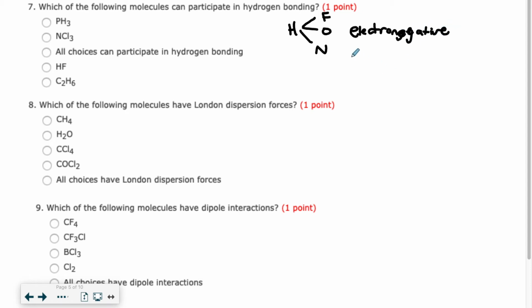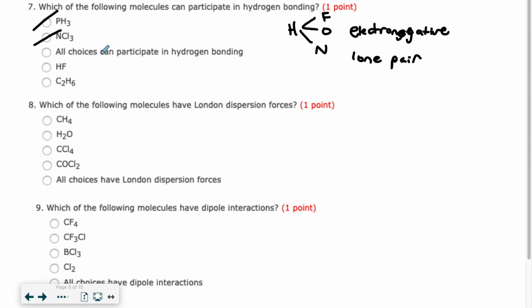You also have to have a lone pair of electrons which is going to be present. So I'm going to look through each of my choices here and see if I can eliminate any. This one, phosphorus is not one of those 3 super electronegative elements, so I can eliminate that. Nitrogen is one of those super electronegative elements, but there's no hydrogen here, so it can't be that one.